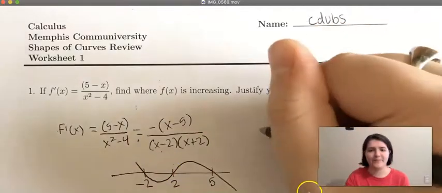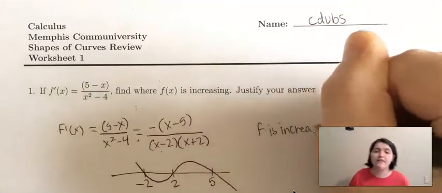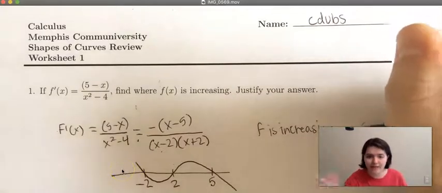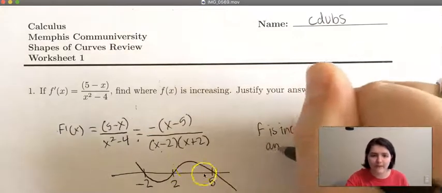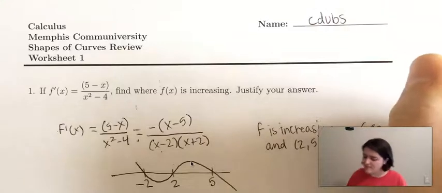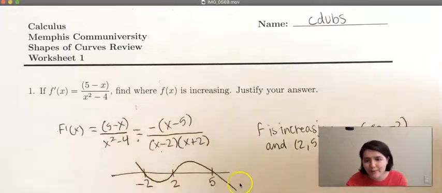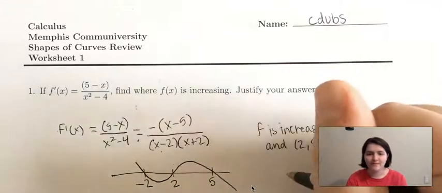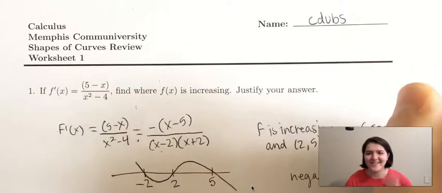But anyway, so now we know that f is increasing on -infinity to -2 because f prime is positive up here, and positive means increasing. And then we also know that it's increasing from 2 to 5 because, again, it's positive up here. So, though it's not part of the question, to note that f would be decreasing from -2 to 2 and from 5 to infinity because there f prime is negative. There we go. And there's me writing it in after the fact because I forgot.